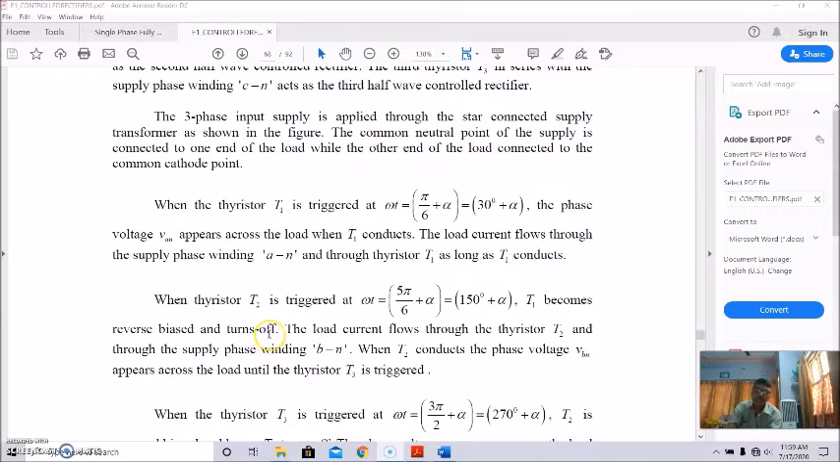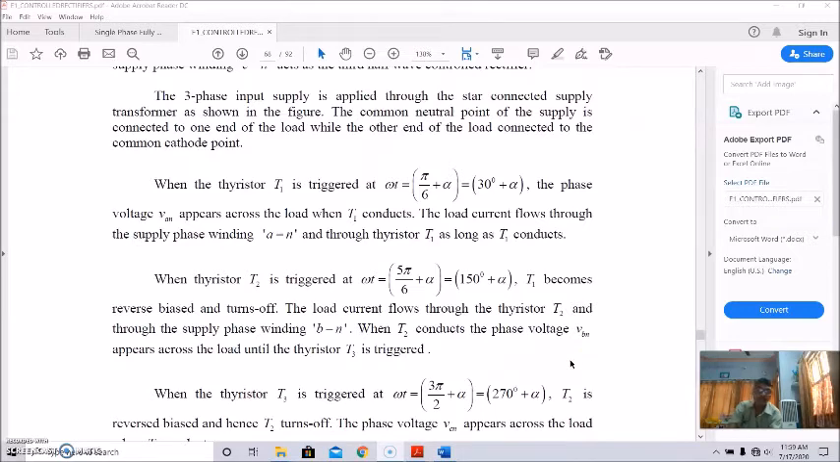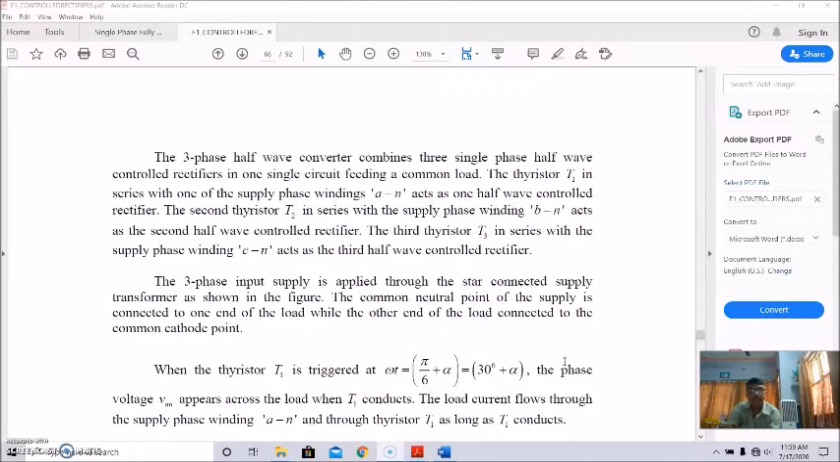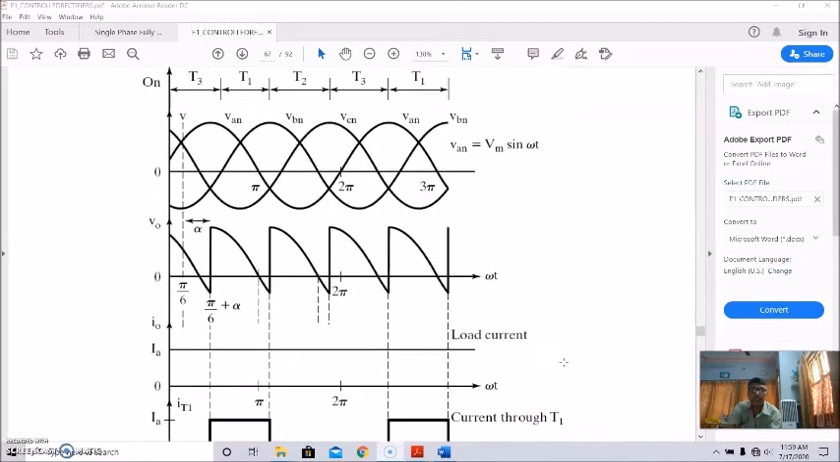Now when thyristor T2 is triggered, so that is around, how much? Plus 120 degree. That means it is 150 plus alpha. So when omega t equals 150 plus alpha, T1 becomes reverse biased and turns off, and the load current flows through thyristor 2 and through the supply phase winding BN. And when T2 conducts, the phase voltage BN appears across the load until T3 is triggered. Okay, so that is explained in this diagram.